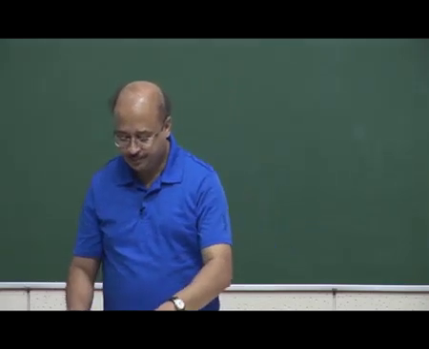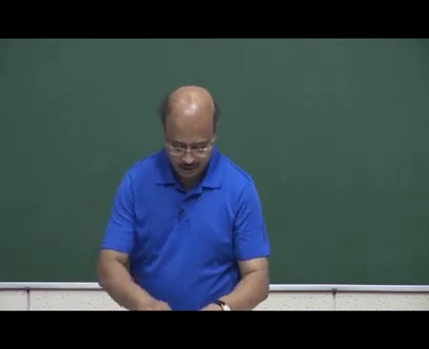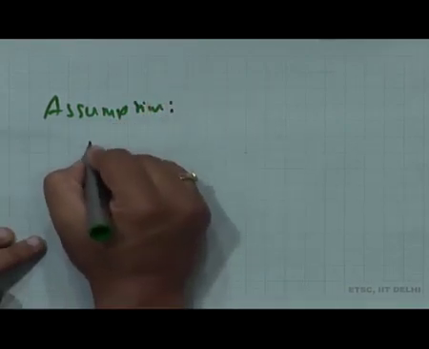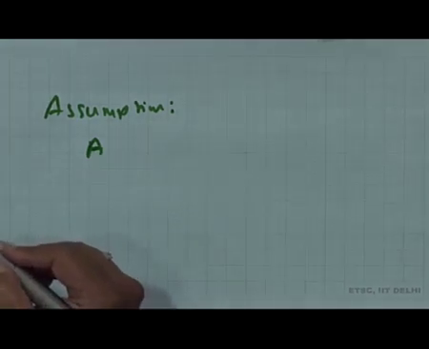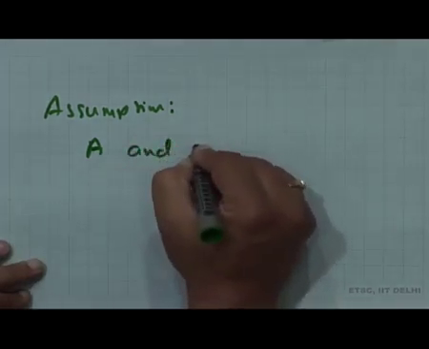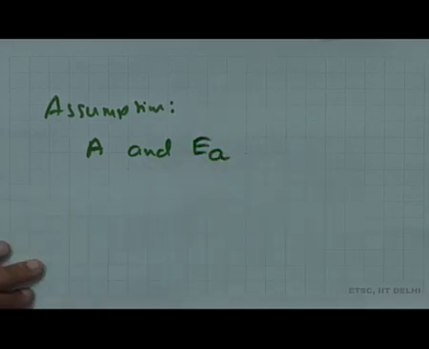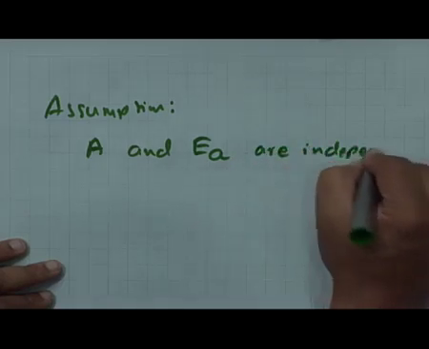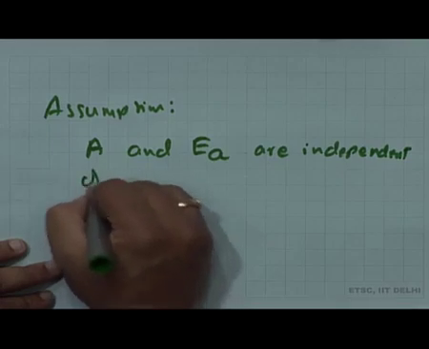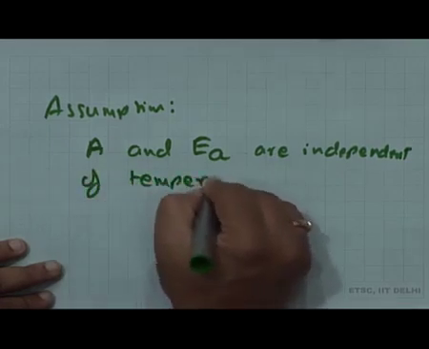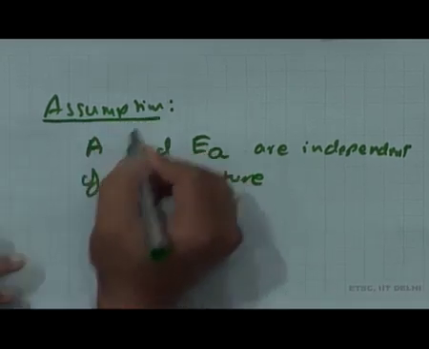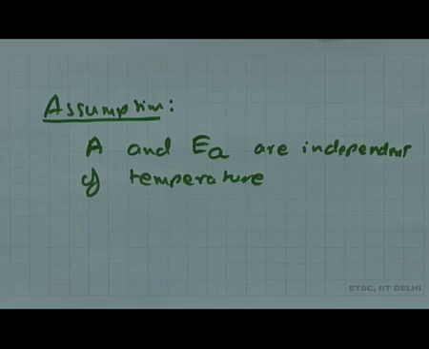The assumption is that, if we write what the assumption is, that A, which is the Arrhenius factor, and EA, which is the activation energy, are independent of temperature. Okay. That means A and EA are constants over the temperature range you have studied.